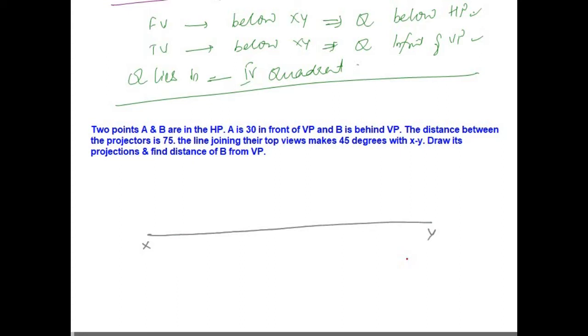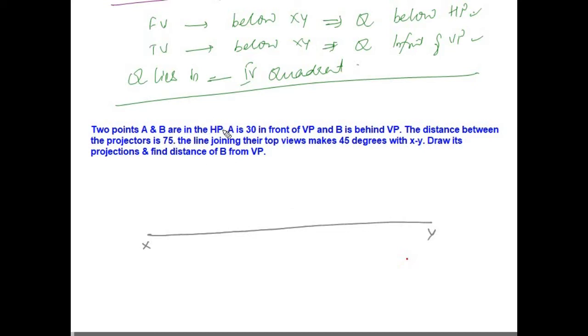XY line. So let us go point by point. Two points A and B are in HP, right? When it is said they are in HP, that means the front view and top view of B will come on the XY line, that we already discussed a lot, right? So it should not be a confusion now. So it is in HP.